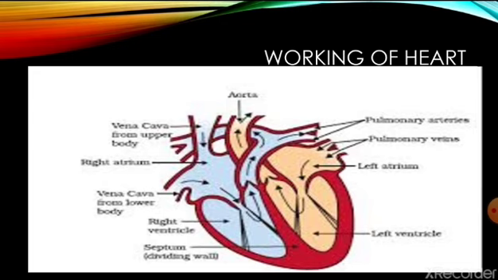Now remember one thing, the right atrium and the right ventricle are guarded by tricuspid valves, whereas the left atrium and the left ventricle is guarded by bicuspid valve or mitral valve.